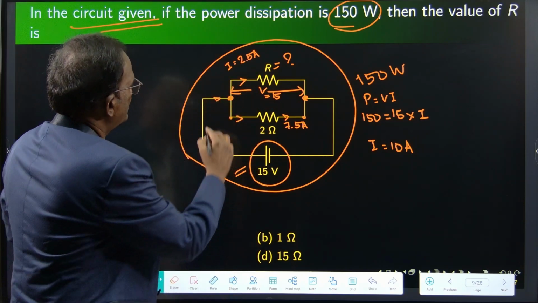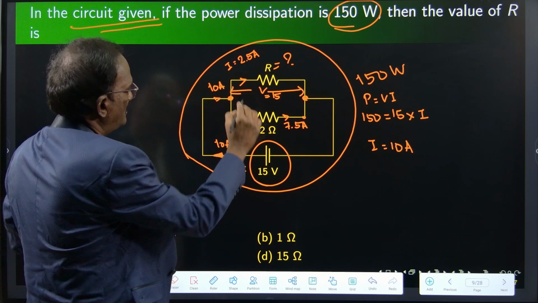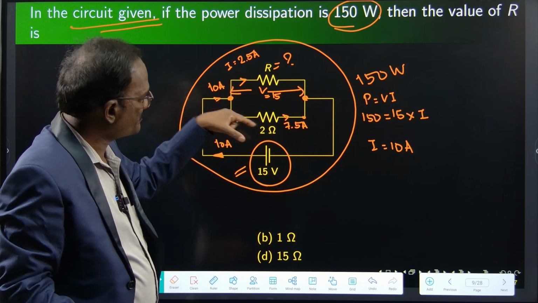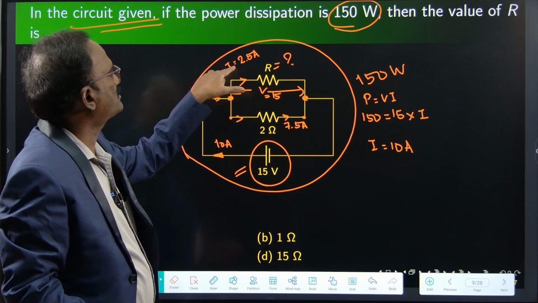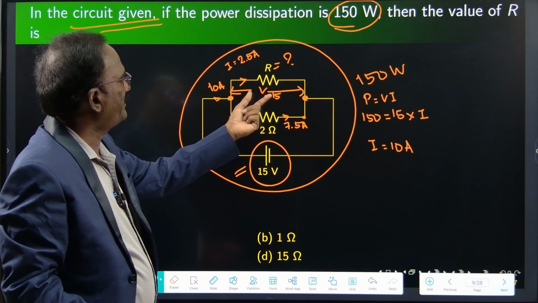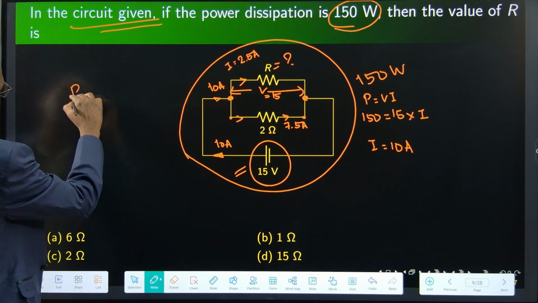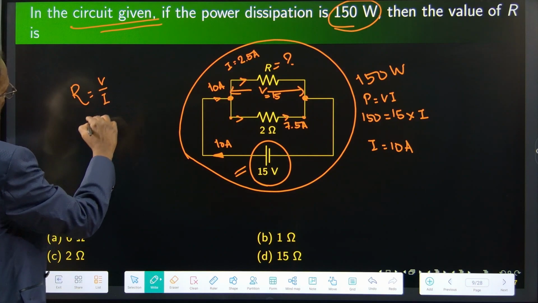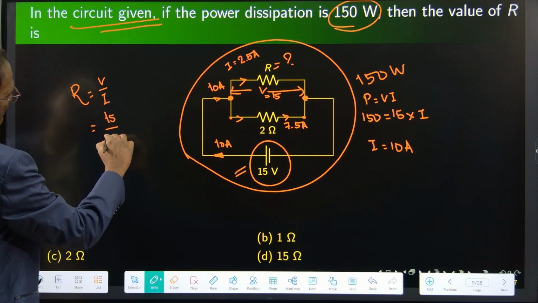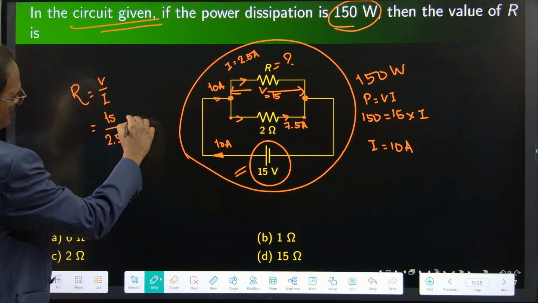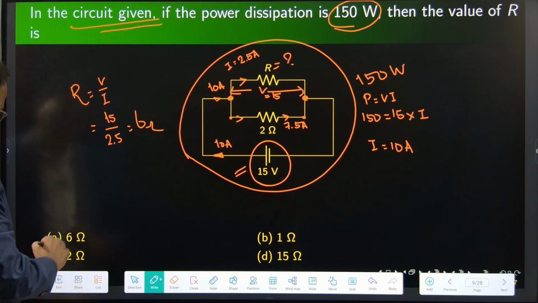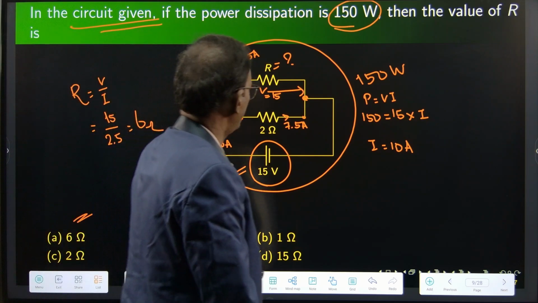2.5 amperes because it is 10 amperes, and 7.5 amperes takes this branch. So 2.5 amperes must go through this R. The V is known, now I is known. R is equal to V by I. So 15 divided by 2.5. So this is 6 ohms. Yes, option A. 6 ohms is the answer.